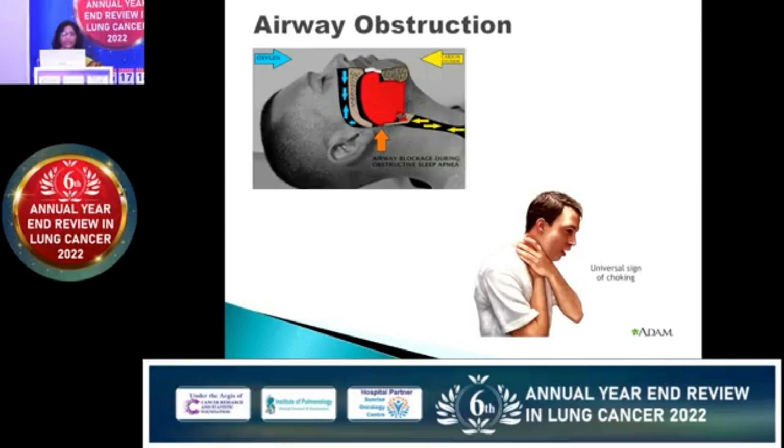Here you can see there's airway blockage during obstructive sleep apnea. This is normal, where the patient is not getting apnea, and here obstruction is there. And you can see the universal sign of choking. This is normally seen in the CA lung patients.